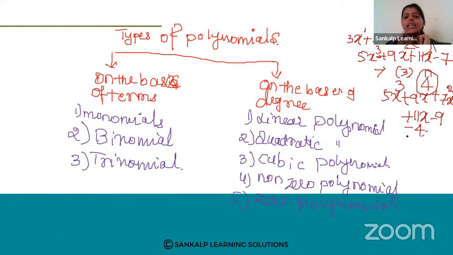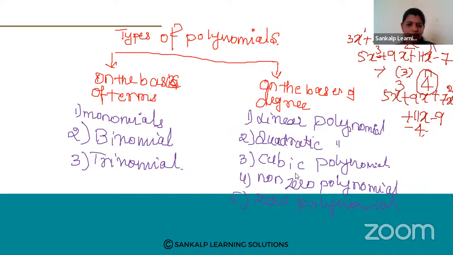If the degree is 1, then it is called linear. If the degree is 2, then it is called quadratic. If the degree is 3, then it is called a cubic polynomial, right? Next comes the non-zero polynomial. What do you mean by non-zero polynomial?